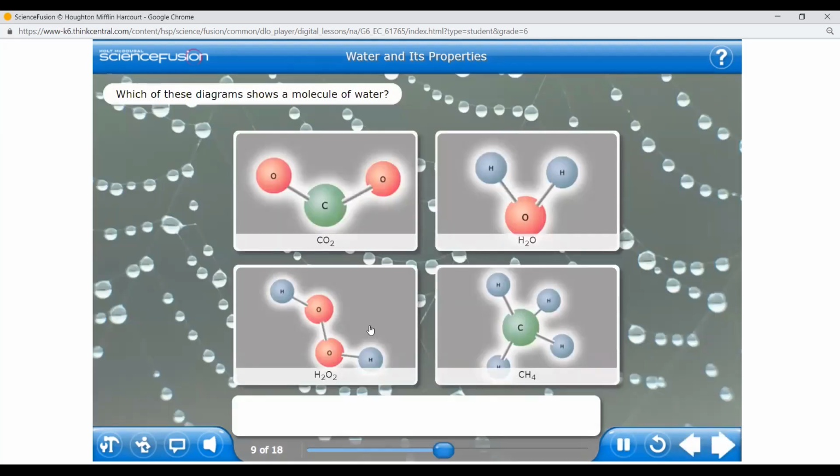You've learned about water's chemical structure. Before we move on, try answering this question. Which of these diagrams shows a molecule of water? Click the correct answer. Remember, you can roll over the pictures to find out what they are.